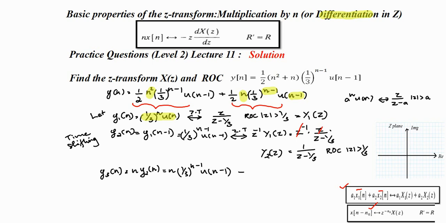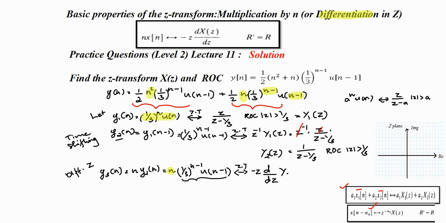And now we need to apply the differentiation property, differentiation in z. Based on that property you can write, because there is n into something, so we need to apply the differentiation property. So we can write minus z d by dz.